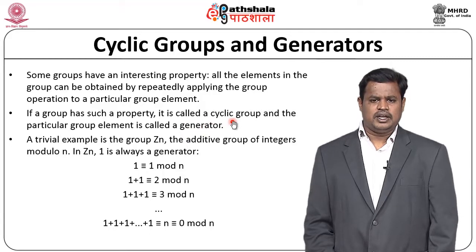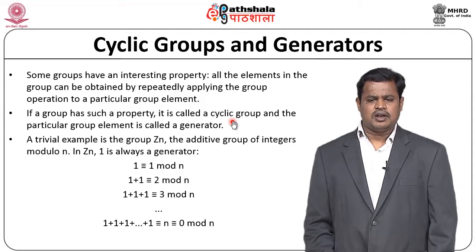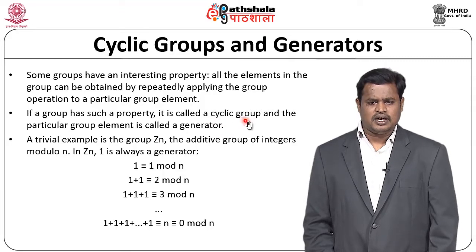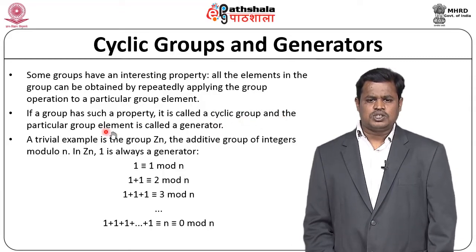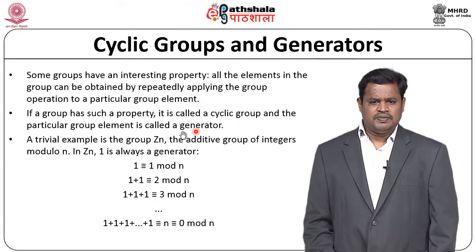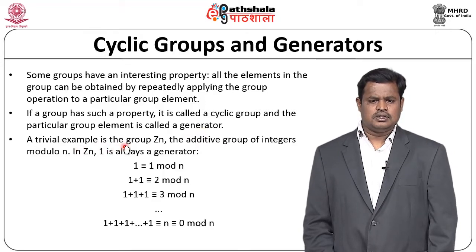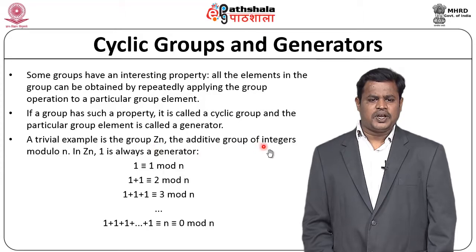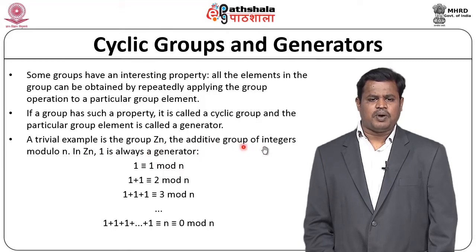A cyclic group has the special property that if I choose one element and repeatedly apply the group operation, I can generate all the elements in the group. Then it is a cyclic group, and the element used for generating all the elements is called the generator. A trivial example is the group Zn, the additive group of integers modulo n. In Zn, 1 is always a generator.